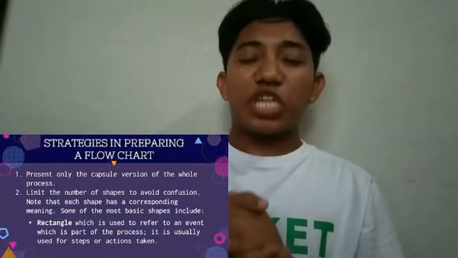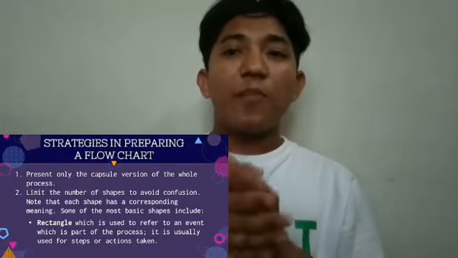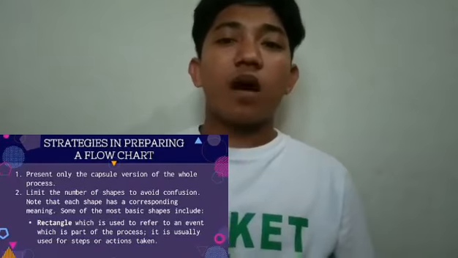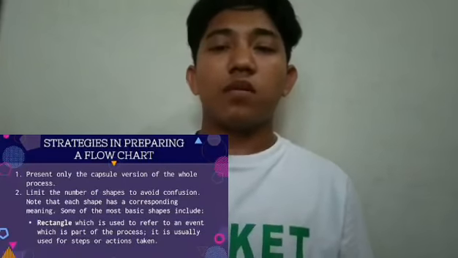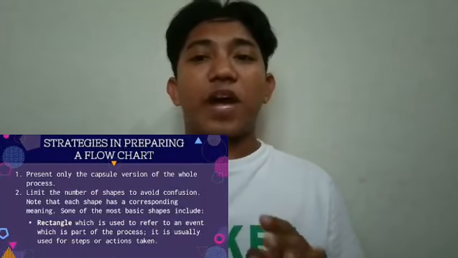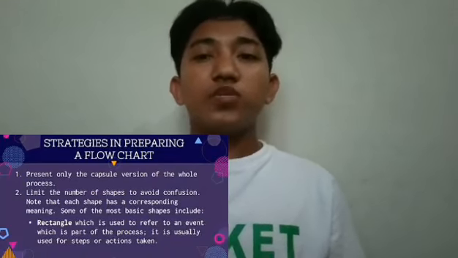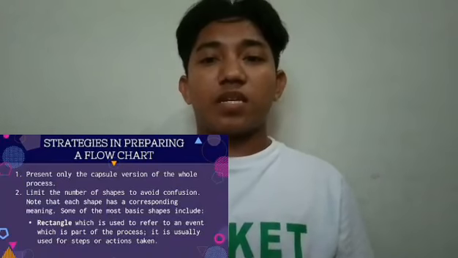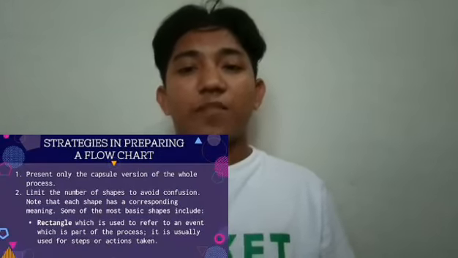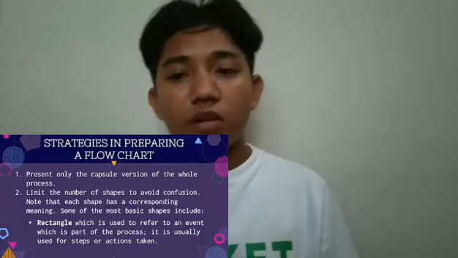Note that each shape has a corresponding meaning. Some of the most basic shapes include the rectangle. So what is a rectangle? The rectangle is used to refer to an event which is part of the process. It is usually used for steps or actions taken. One step in the process, the step is written inside the box.